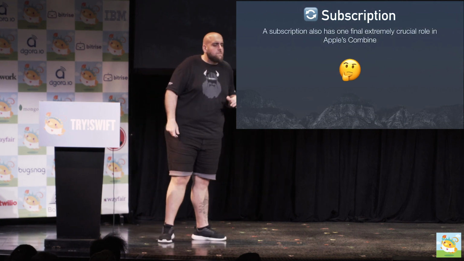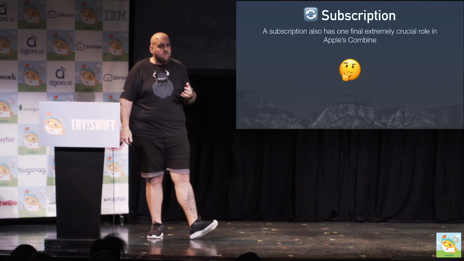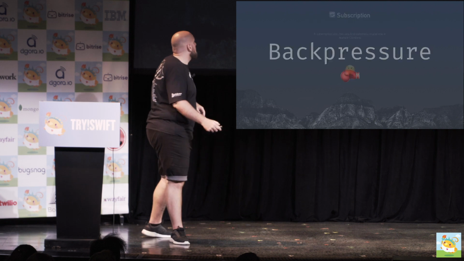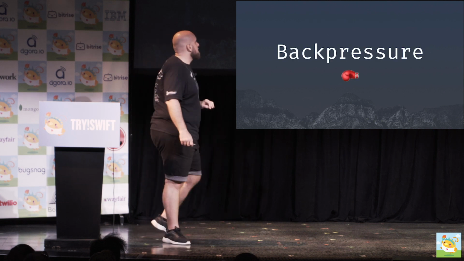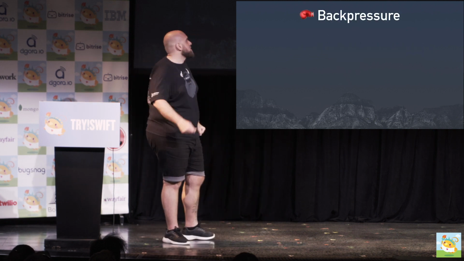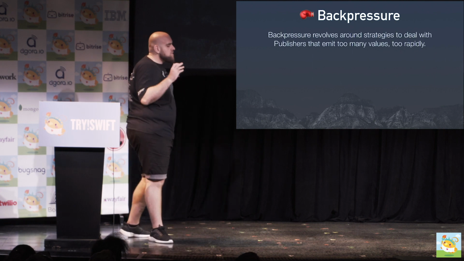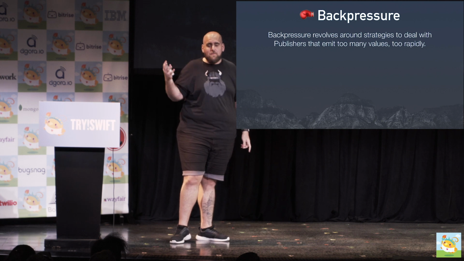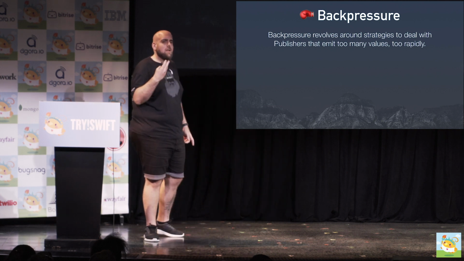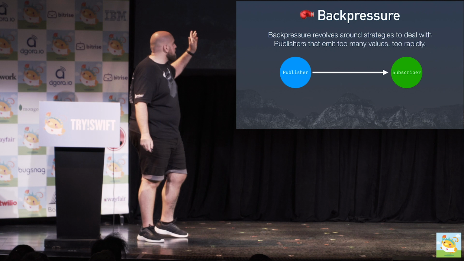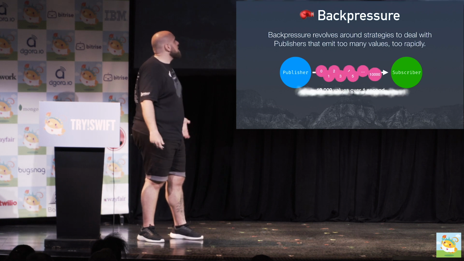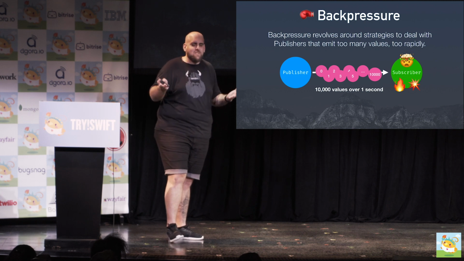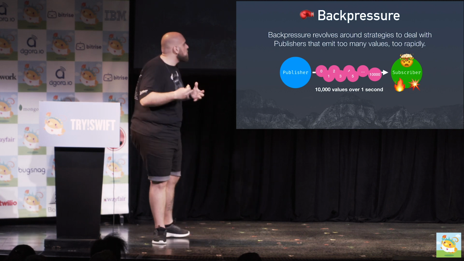A subscription has one final really crucial role in Combine that's really unique in the reactive programming world of Swift, at least, and it's called backpressure. I'm going to really shortly touch on that. So that's a really fancy term. It basically revolves around strategies of how you deal with publishers that emit way too many values very, very fast, in a way that the subscriber doesn't have enough time to deal with them. For example, if I have a publisher that emits 10,000 values over a single second, and a very confused subscriber that doesn't know how it's supposed to actually process all these values so quickly.